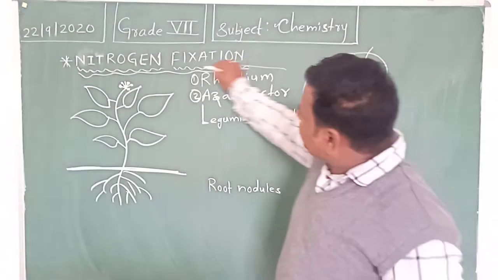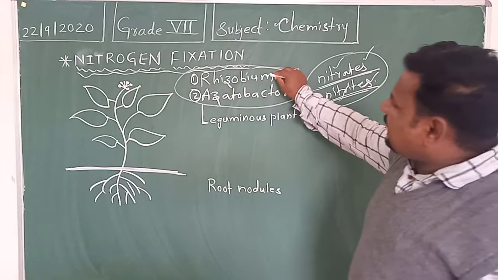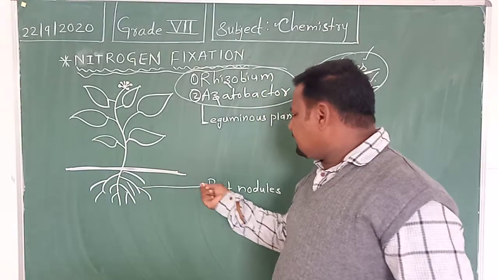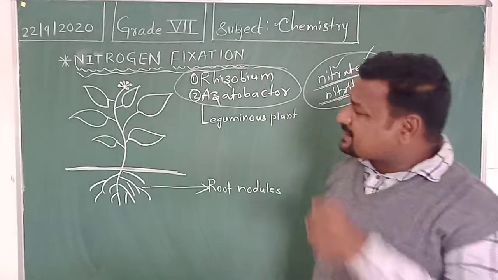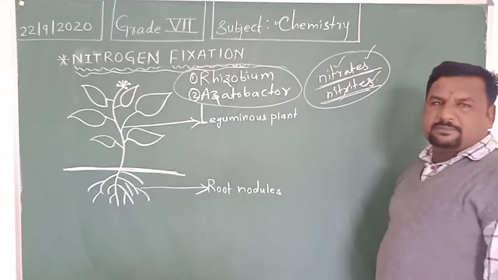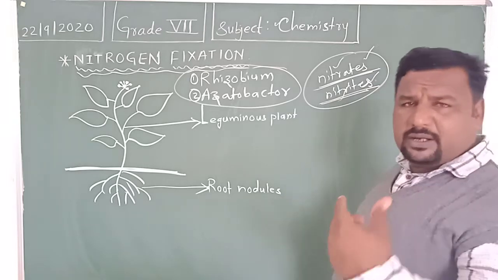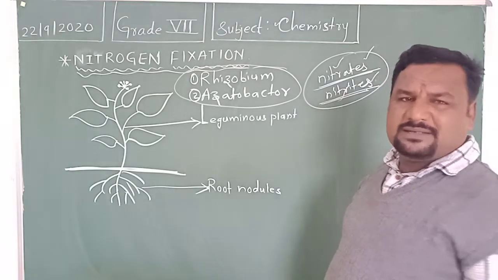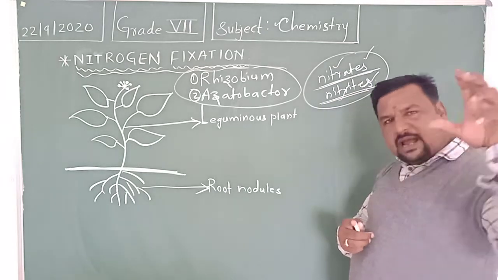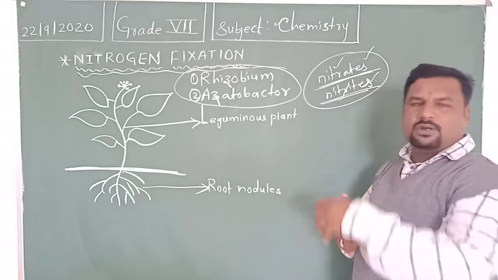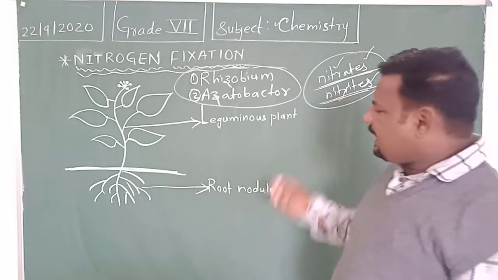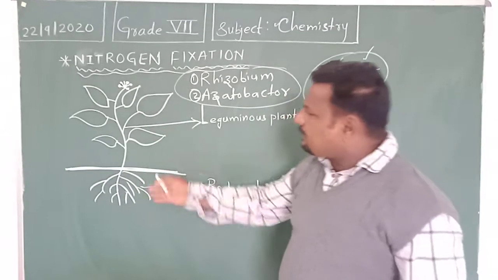Where will these bacteria be? These nitrogen fixing bacteria, Rhizobium and Azotobacter, live on this plant you see here. What kind of plant is it? This is a leguminous plant. You can take groundnut, pea, gram, and beans as a few examples of leguminous plants. These are the plants that help convert free atmospheric nitrogen into compounds of nitrogen, nitrates and nitrites.